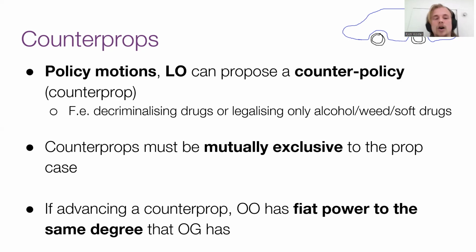Also, it's important that OO needs to use the same amount of fiat as OG does. So you cannot just have a grandiose thing. So you can say, we're not going to legalize it, but we're just going to decriminalize it, and then we're going to spend billions of dollars on rehabs and education and all of this stuff. That's not reasonable, because the amount of money it would take to do all of those plans would be more than the money that it would take to just legalize something. And therefore that would be overextending what power you have, and therefore you cannot implement it.